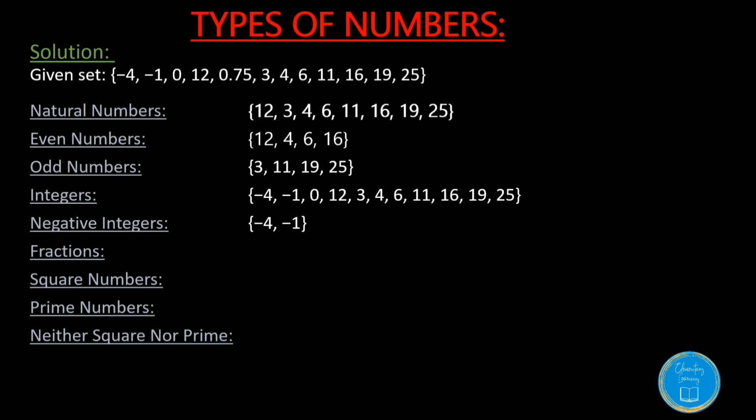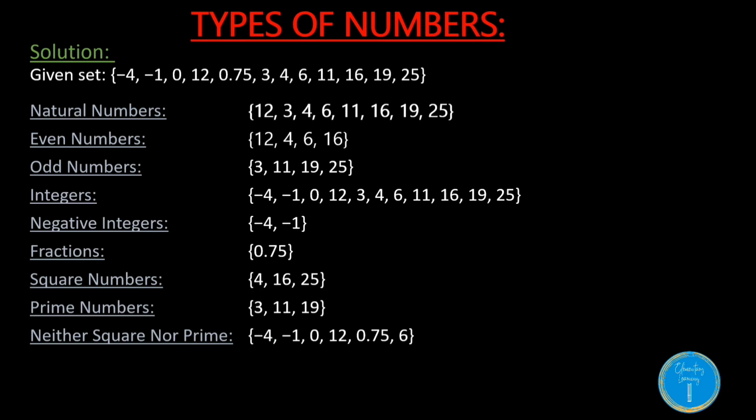Next is fraction. The only fraction in this set is 0.75. Square numbers, 4, 16 and 25 are the square numbers. Next is prime numbers. 3, 11 and 19 are prime numbers in this set. The numbers which are neither prime nor square numbers are -4, -1, 0, 12, 0.75 and 6.